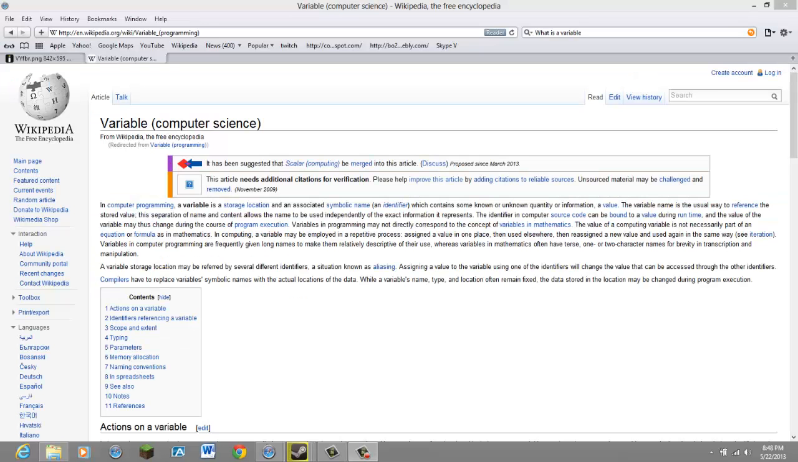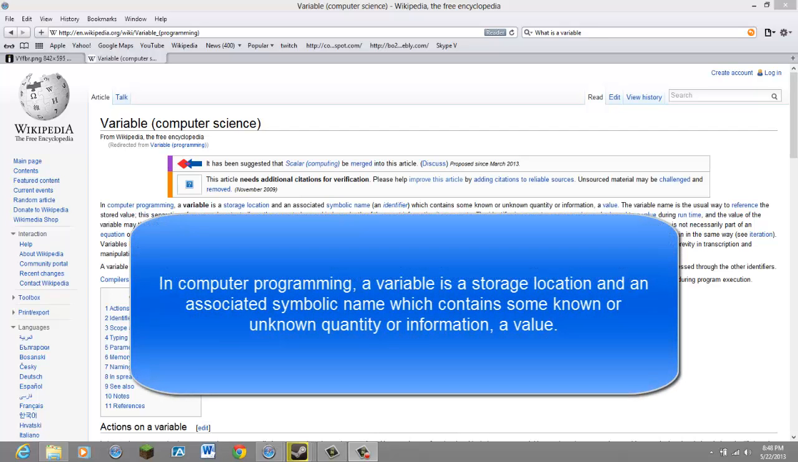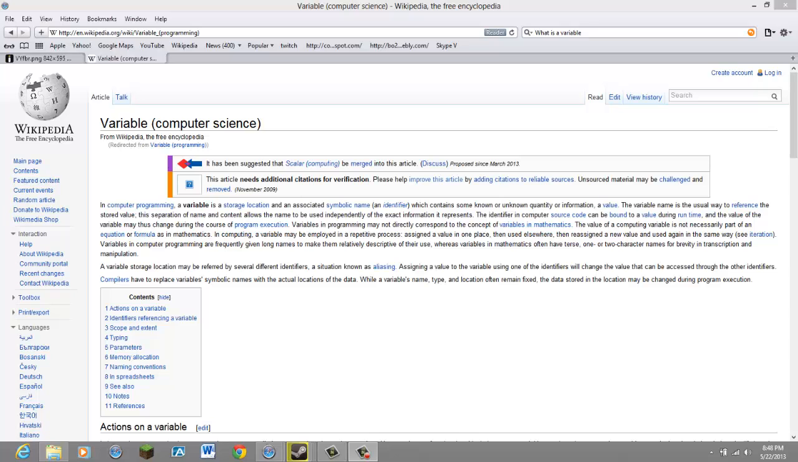In computer programming, a variable is a storage location with an associated symbolic name which contains some known or unknown quantity or information, a value. I know you guys are probably thinking, okay, that's kind of cryptic. Well, to me, a variable is simply a way to store some sort of information for later use, and we can retrieve this information by referring to a word that describes it.